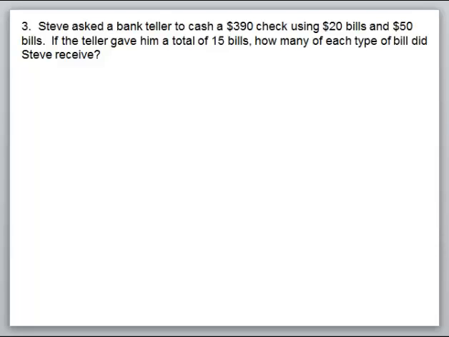In this first example, Steve asked the bank teller to cash a $390 check using 20s and 50s. The teller gave him a total of 15 bills. So we've got two totals here, and I always like to find my totals. I've got the total of $390, and I've got the total of 15 bills being given out. I'll go ahead and call the X the $20 bills and the Y the $50 bills.